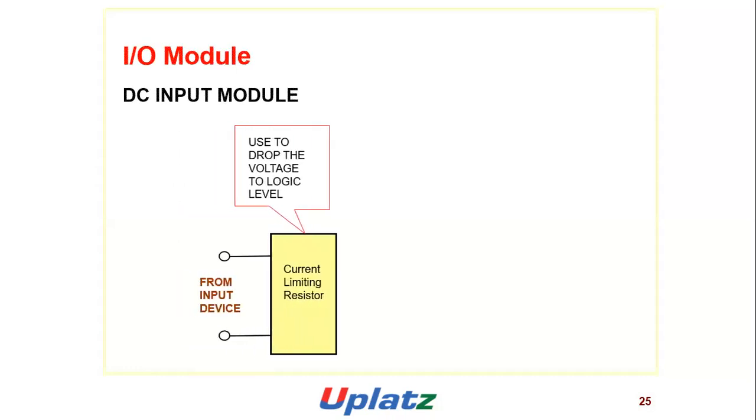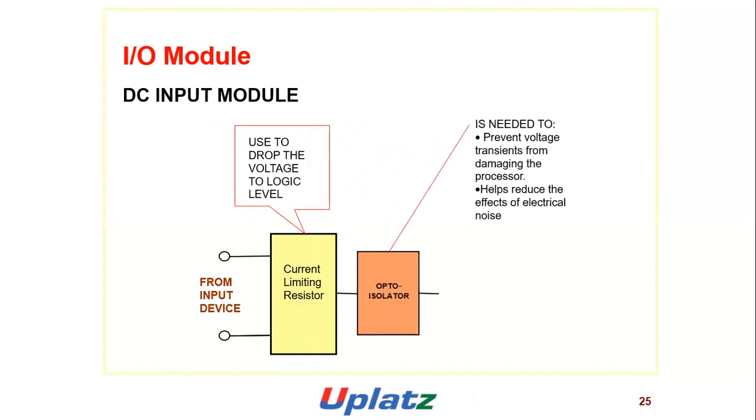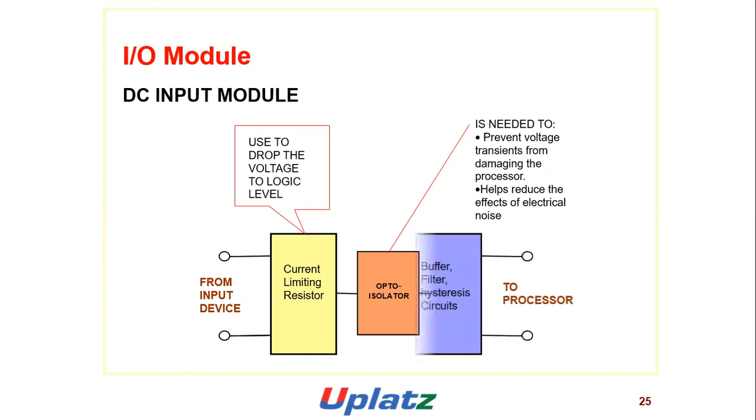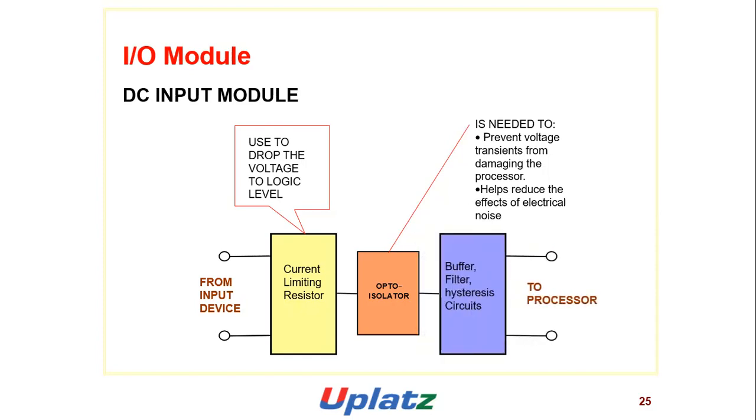DC input module: used to drop voltage to logic level from the input device, with a current limiting resistor. An opto-isolator is needed to prevent voltage transients from damaging the processor. It helps reduce the effects of electrical noise. Then a buffer filter hysteresis circuit to the processor.